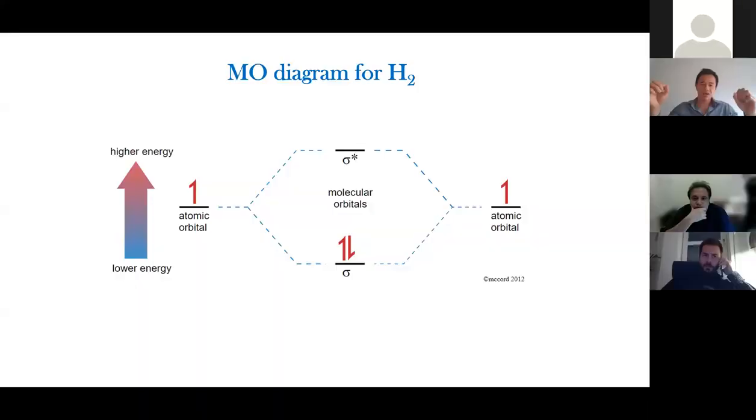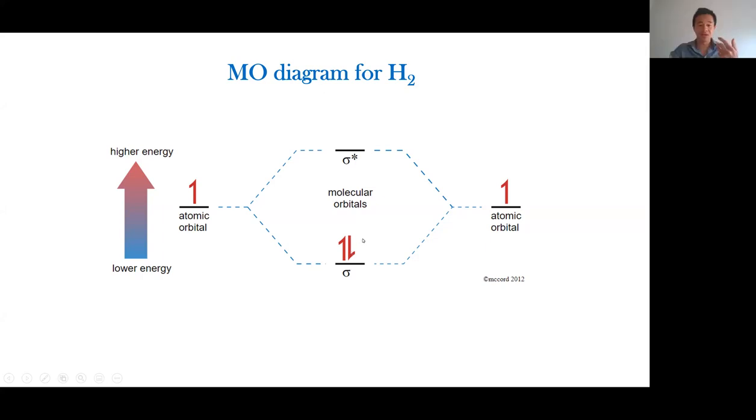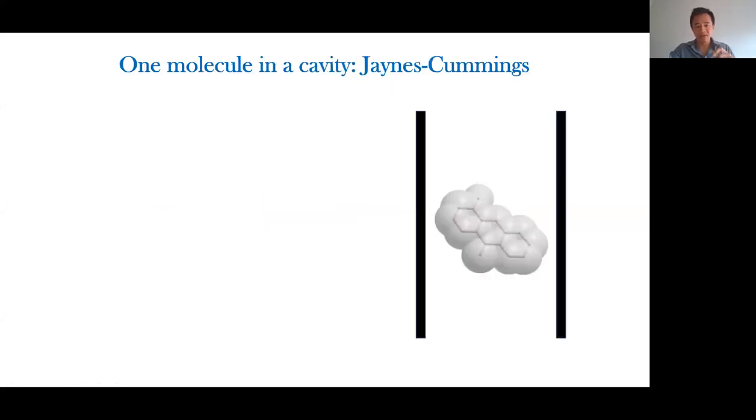atomic orbitals, and you bring them together, and you have the symmetric and antisymmetric combinations of the atomic orbitals. They are called the bonding and the antibonding states. You put two electrons in the bonding orbital, and this is a way you form a hydrogen bond for molecular hydrogen.